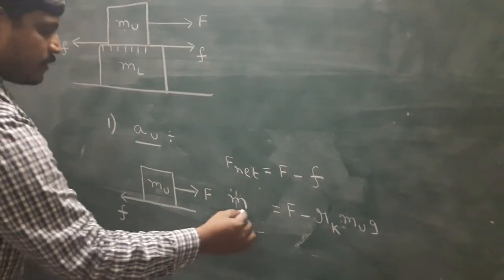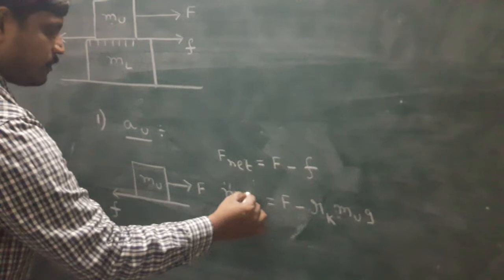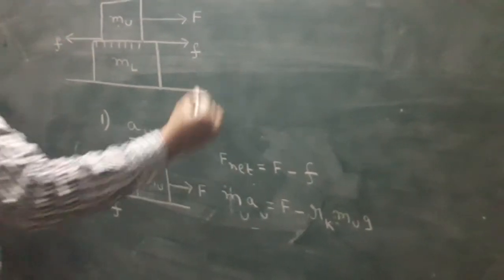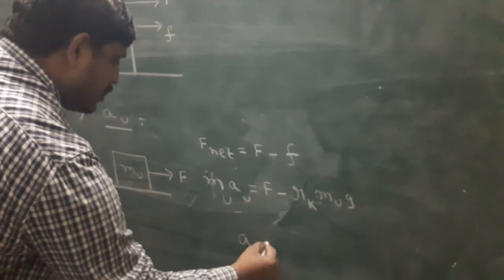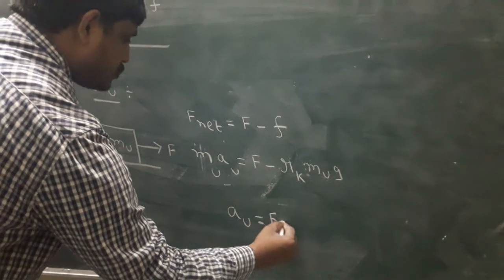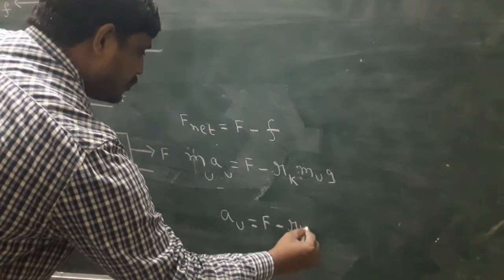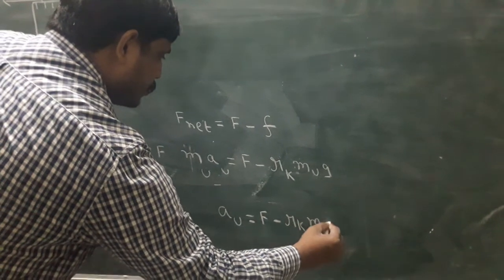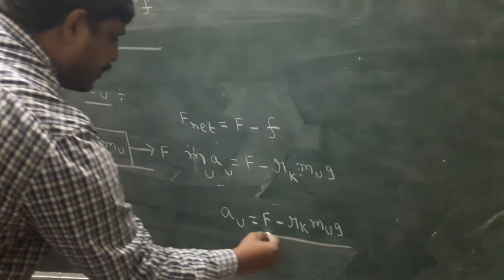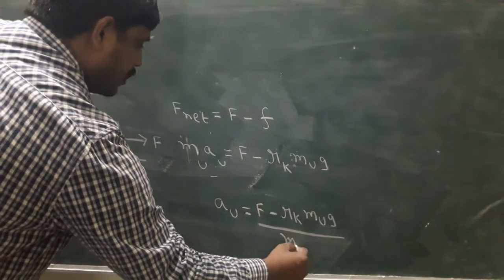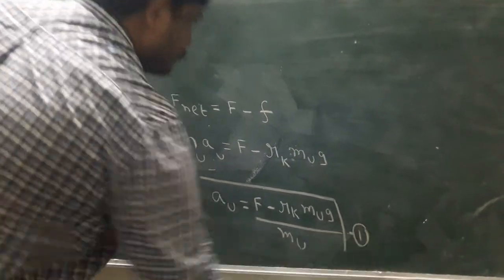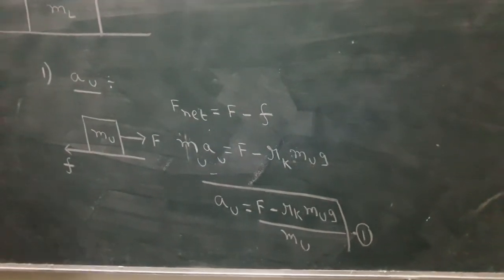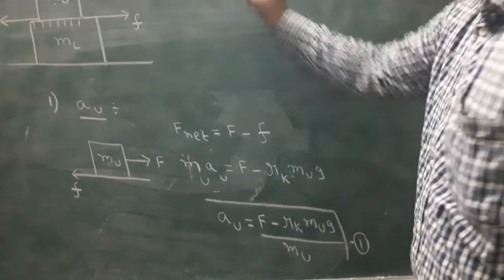I take the upper block: mass of the upper block, acceleration of the upper block. In this situation, acceleration of the upper block is F minus mu k into mu g, by the mass of the upper block. Very important, equation number 1. Look here.